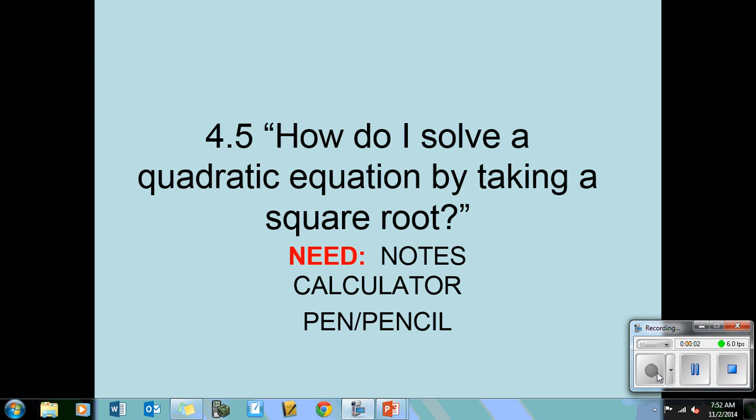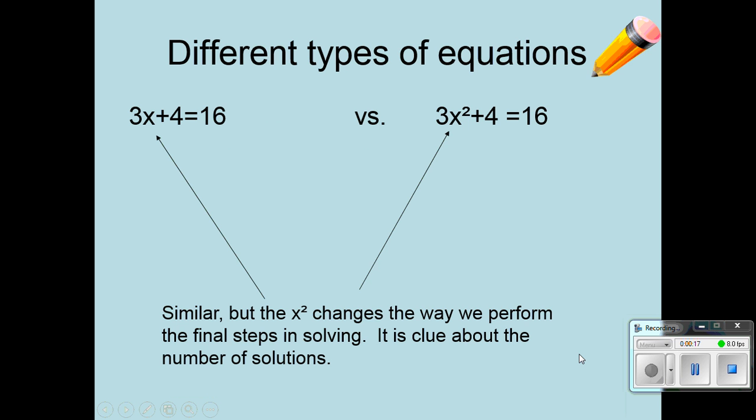Okay, Algebra 2 folks, let's talk about how do I solve a quadratic equation by taking the square root. This is the second method. Yesterday we did factoring, solve by factoring. Today we're going to solve by square rooting. Okay, so you're going to need your notes and a calculator and a pencil. Let's get going. Different types of equations.